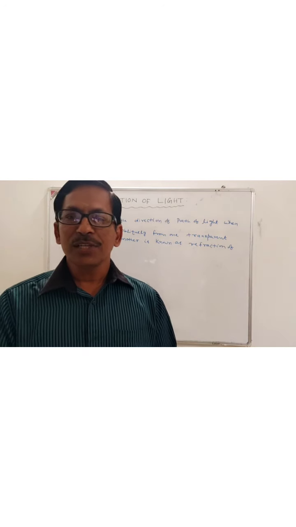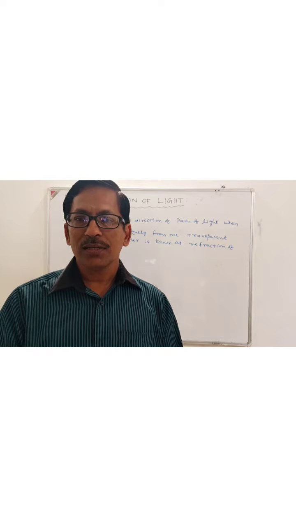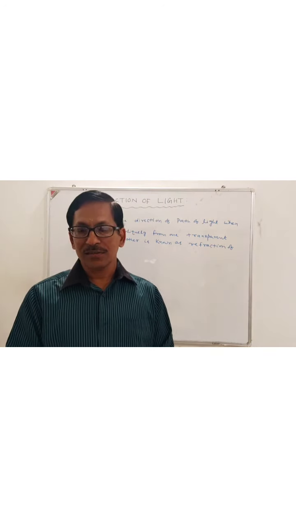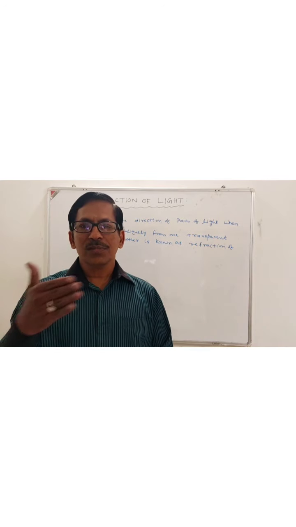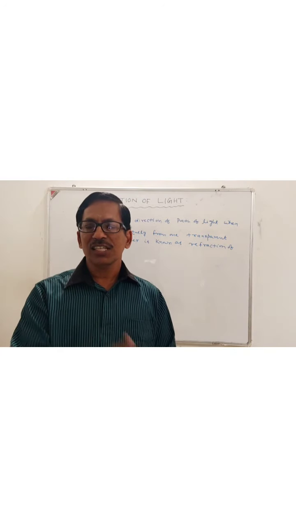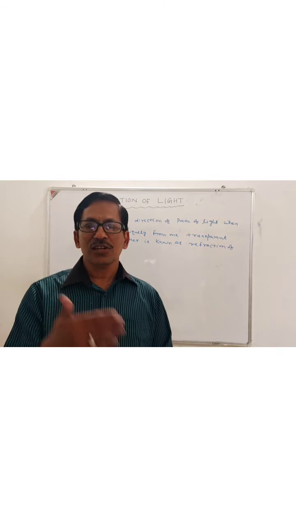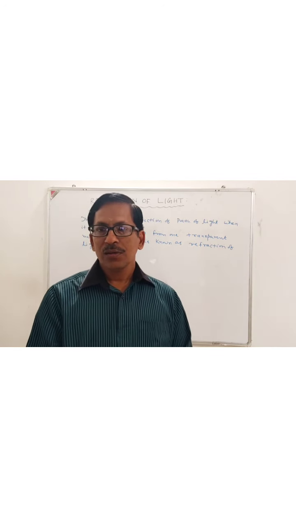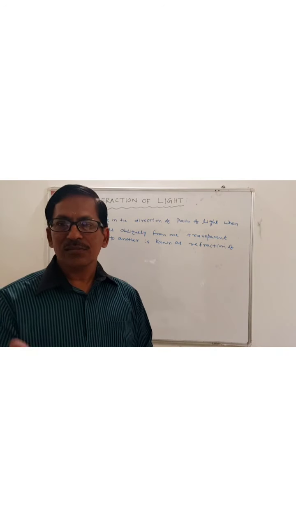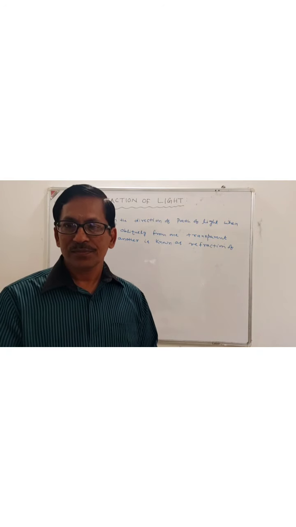The refraction of light is the change in the direction of path of light when it travels from one transparent medium to another. That means when light is traveling from one medium to another, then its direction changes. This phenomenon is called refraction of light. Why does it change the direction? It changes the direction because the speed of light is different in different media.